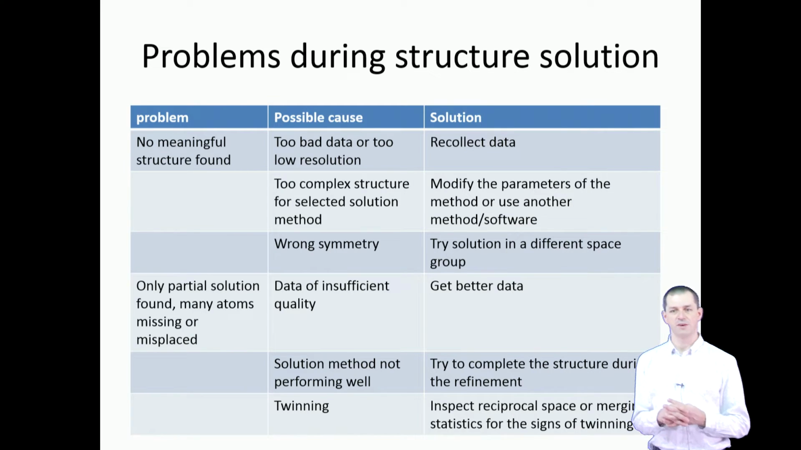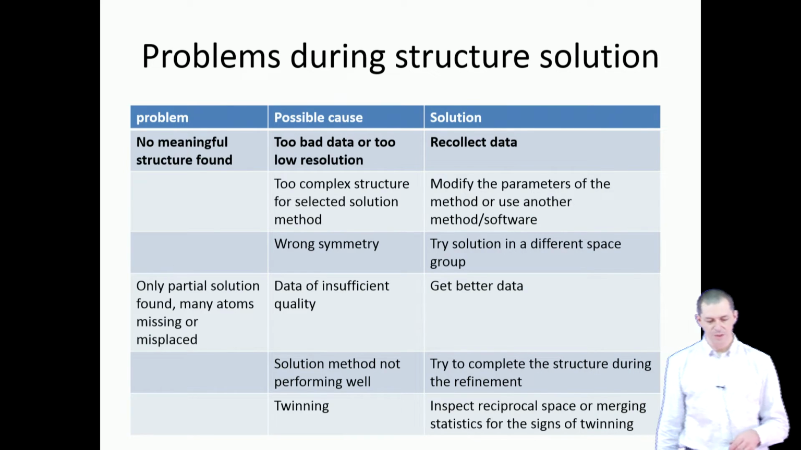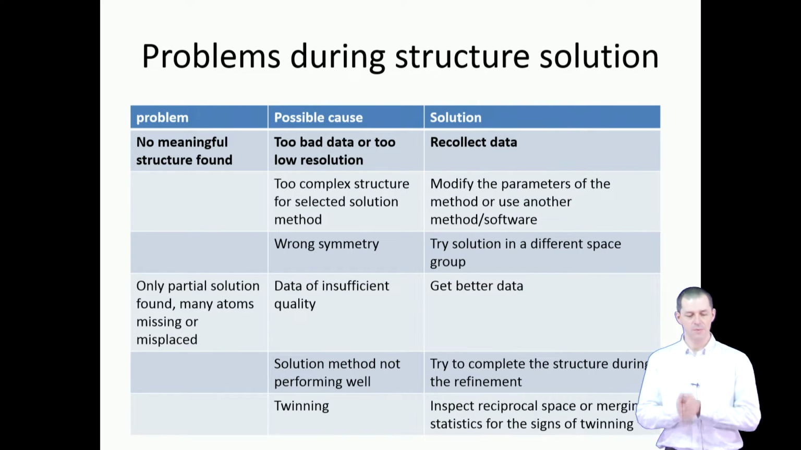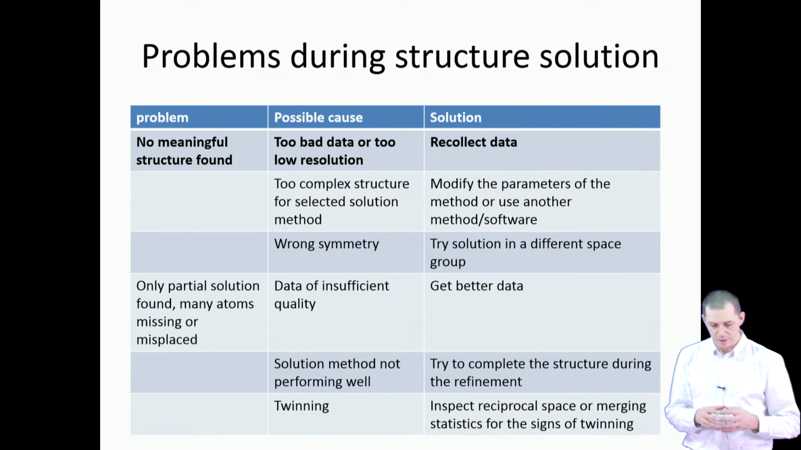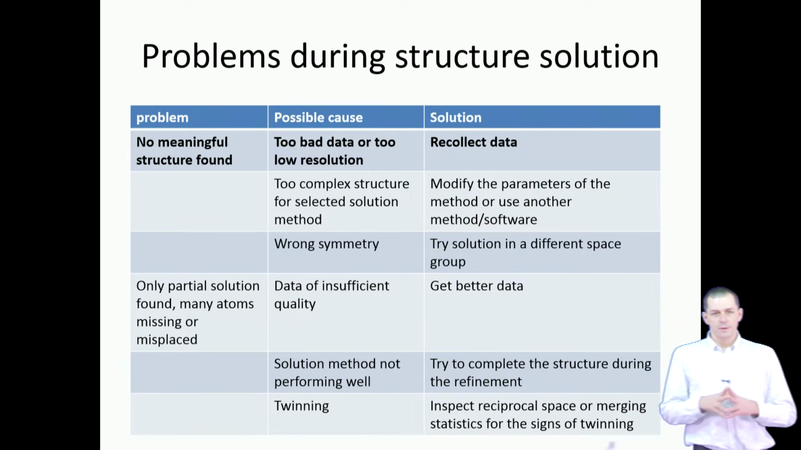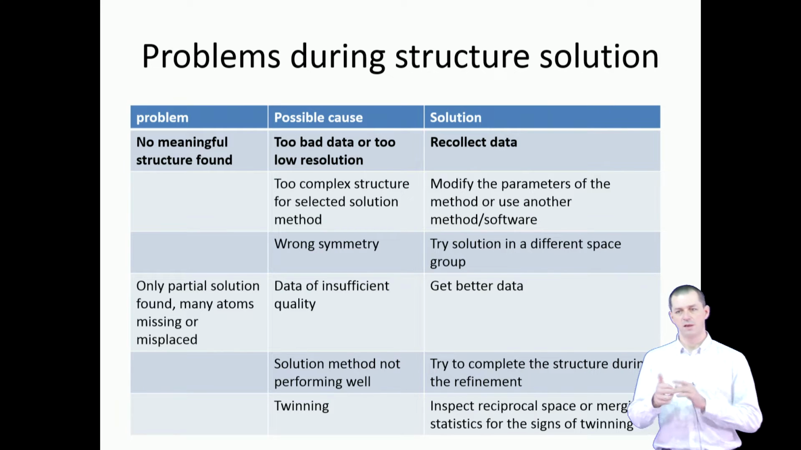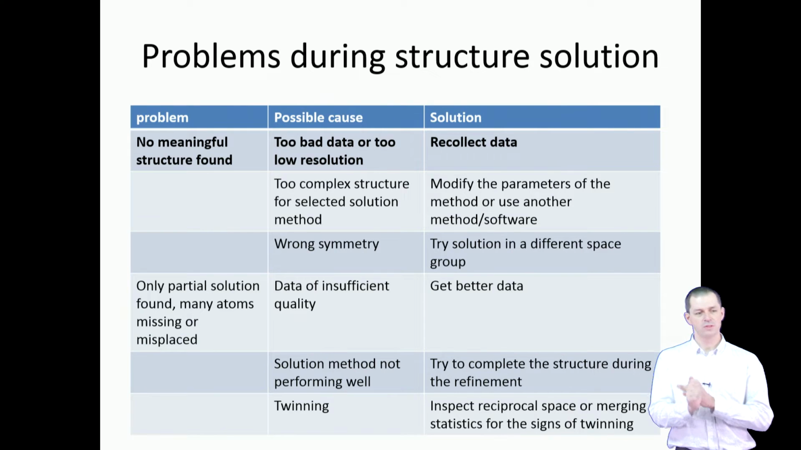However, not always everything works fine. And again, you can have a couple of problems. One problem may be that you just do not get any meaningful structure out of this procedure. You get just a randomly scattered set of atoms in the proposed structure. There are, in general, three possible causes. First, again, the data are simply too bad or not sufficiently good, or too low resolution.